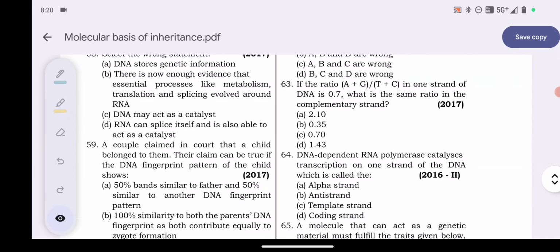Question number 63. If the ratio of A plus G upon T plus C in one strand of DNA is 0.7, what is the same ratio in the complementary strand? The same will not remain here, but the ratio is what is asked, okay, remove the same. But the ratio in the complementary strand. Understand the question well, and if you solve it, what ratio will come, with a 4 as the float.